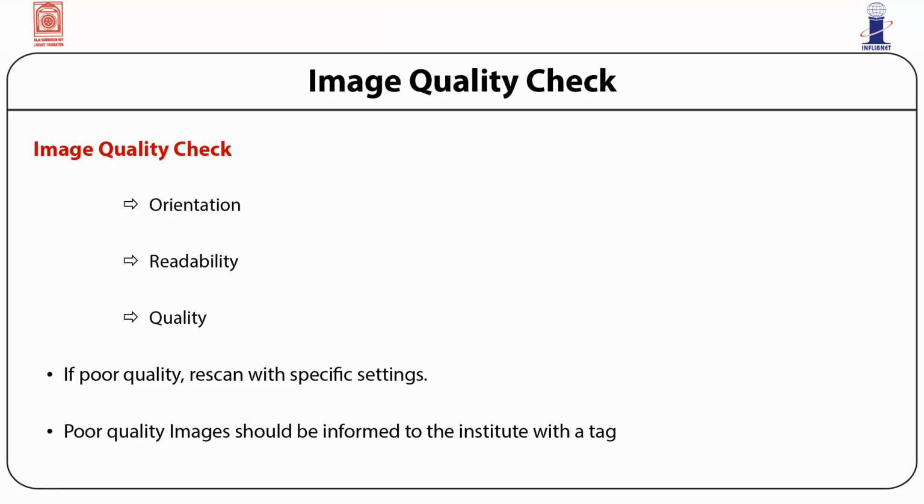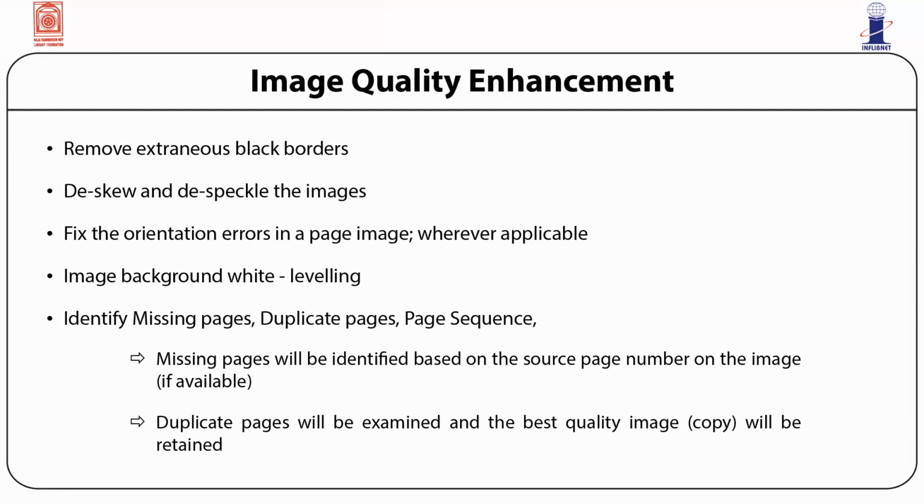And poor quality images should be informed to the institute with a tag. If you are not at all successful when scanning, this should be told to the person in charge of the scanning process or the library or whoever it is, so that they can take note of the quality, and you can make a mark in the metadata itself about the quality if all pictures are not getting good quality. But very rarely it happens.